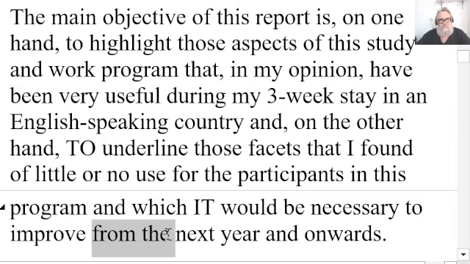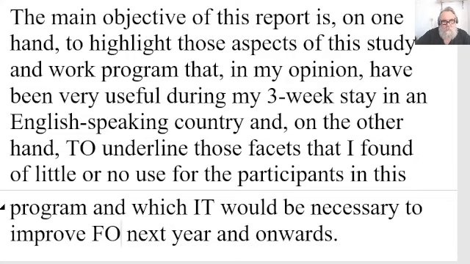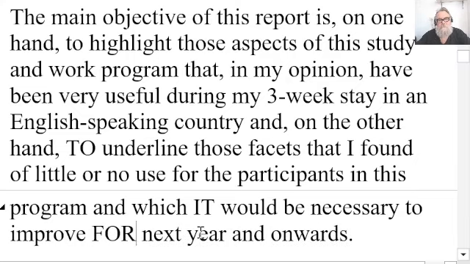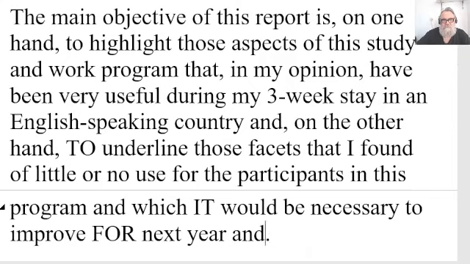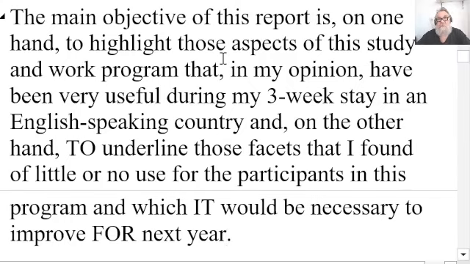To improve for next year and onwards. I think I'm going to leave out the "and onwards" because it doesn't fit very nicely. It would be necessary to improve for next year. It's a pretty good first paragraph. It's not bad.